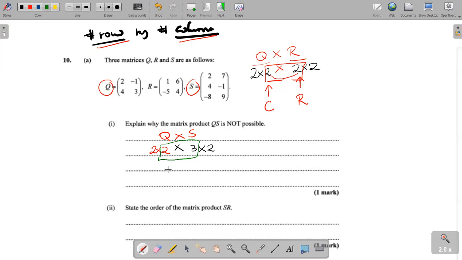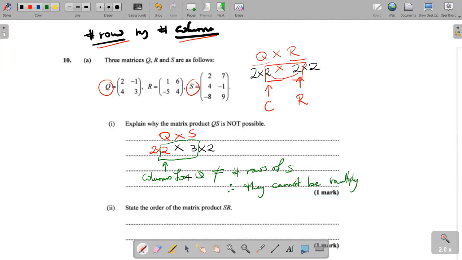Talk to me, do they match? No. So therefore, the columns for Q is not equal to the number of rows of S. Therefore, they cannot be multiplied.